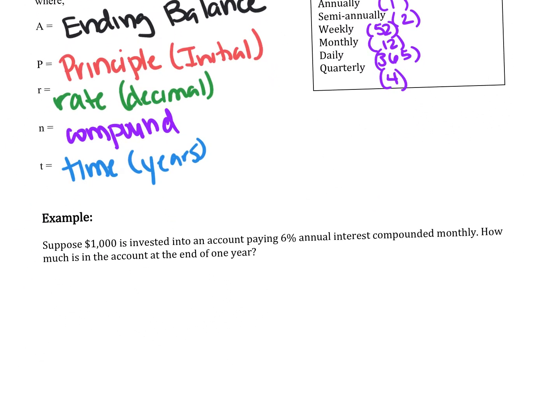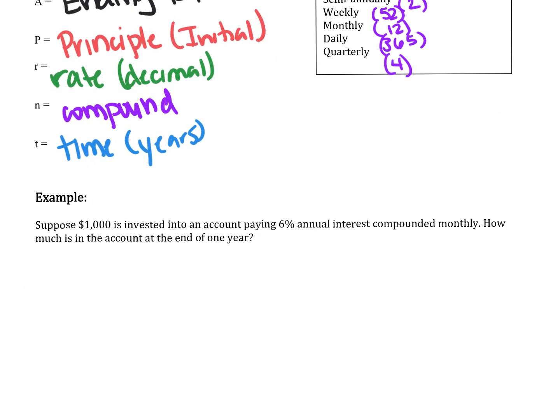As an example, it says, suppose $1,000 is invested into an account paying 6% annual interest compounded monthly. So literally what you're going to do now is take this 6% and spread it out over 12 months. And because you're spreading it out over 12 months, you're actually going to have a little bit more, because you're compounding on more money each month. How much is in the account at the end of 1 year?